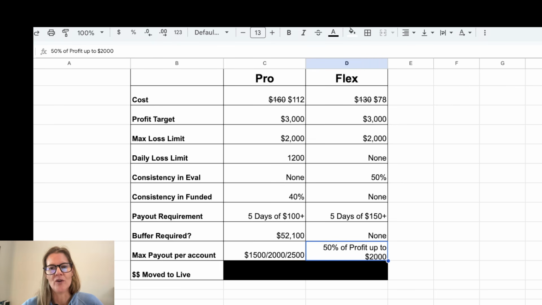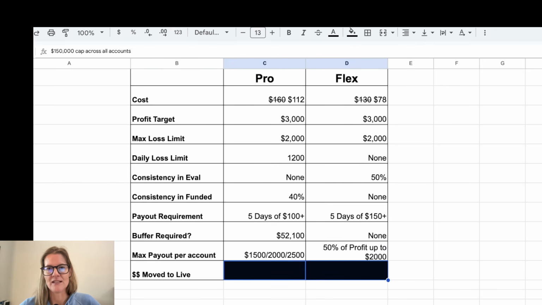All right, so in the Flex account, you need to have 5 days minimum of $150, but there's no consistency. So you could have $2,000 in profit one day and $150 the other day. It could be all mix and match as long as you have 5 days minimum that are green, and then you can pull out up to 50% of your profit.